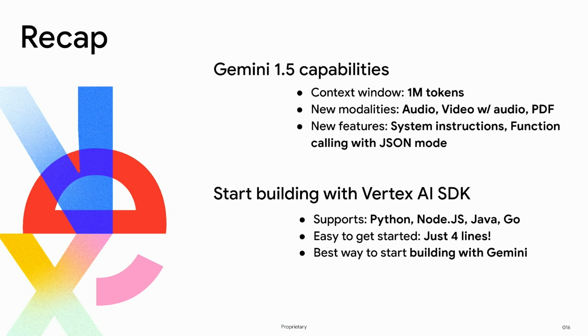We have new features like system instructions and function calling with JSON mode, so you can better control the behavior of the model. You can get started building on top of Gemini with our SDK in as few as 4 lines of code. Definitely, you're going to get to much longer than 4 lines of code in production, but it would be a great start to test all the features and then expand on top.